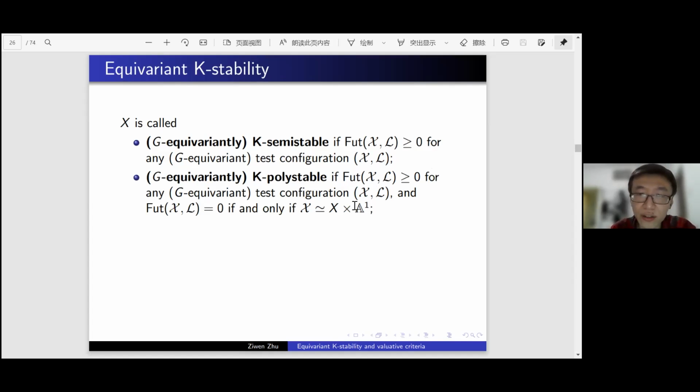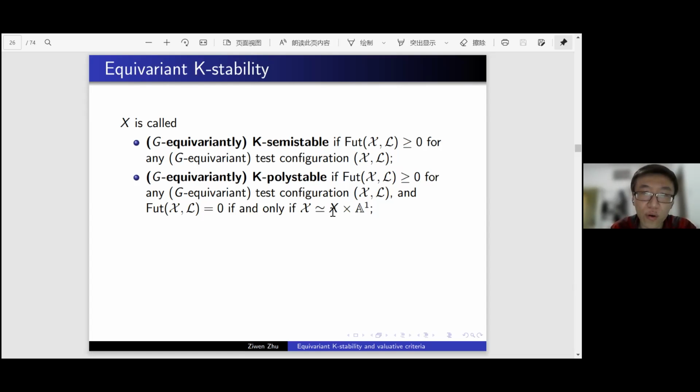I also want to note that the test configuration itself being a product doesn't necessarily mean that the test configuration is trivial, because even if it's a product, we can still have some C star action on X. So if the C star action is not trivial, we still don't consider it as a trivial test configuration. A test configuration is trivial if and only if it's a product and the C star action is trivial.